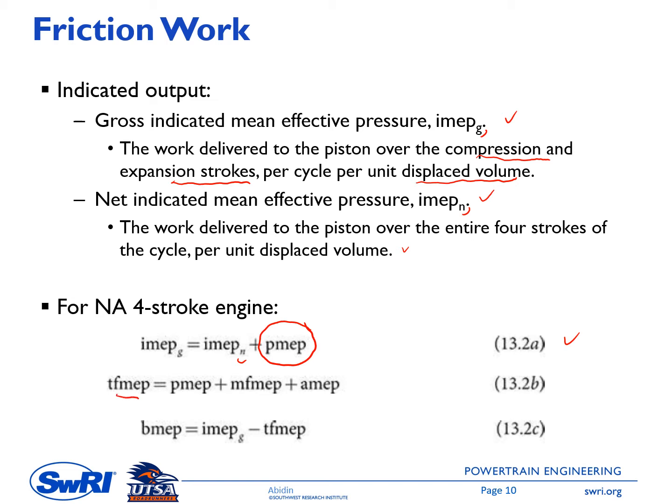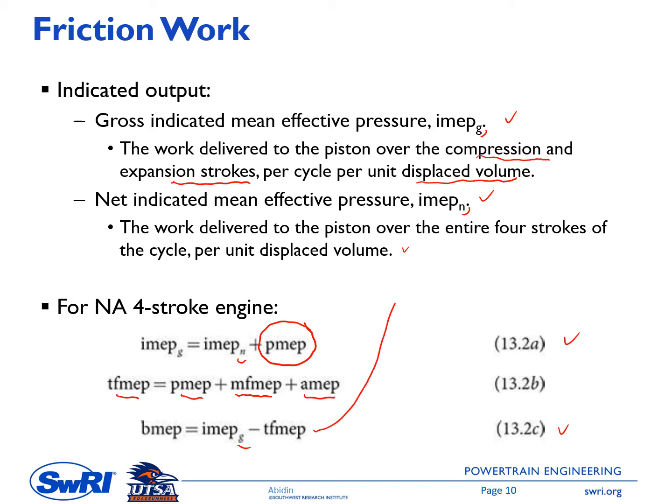So this is the MEP due to total friction. This is the sum of PMEP and then MFMEP. So this is MEP due to mechanical friction. And the last one here is due to the accessory work, so AMEP. And then we also have correlation 13.2c, BMEP equals IMEPG minus TFMEP.